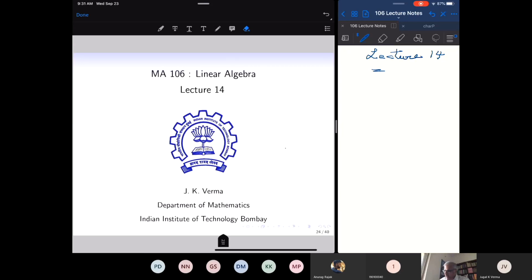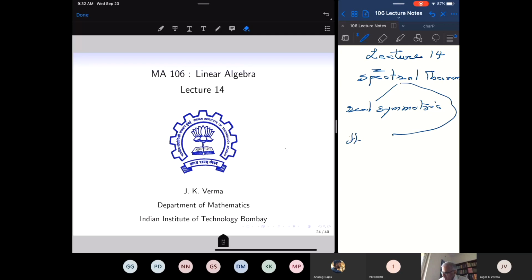Going to do. So we want to prove a theorem called the spectral theorem. It has many versions. One version is for real symmetric matrices. Another version is for Hermitian matrices.